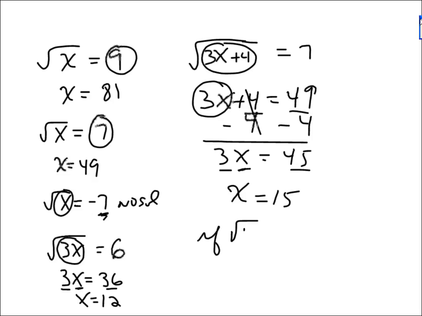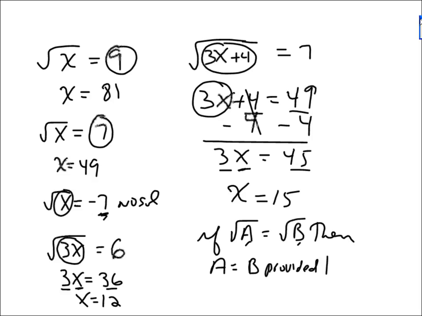If the square root of a equals the square root of b, then what you're taking the square roots of are equal, provided that a and b are at least 0. In other words, the square root of negative 7 equals the square root of negative 7 is not true.